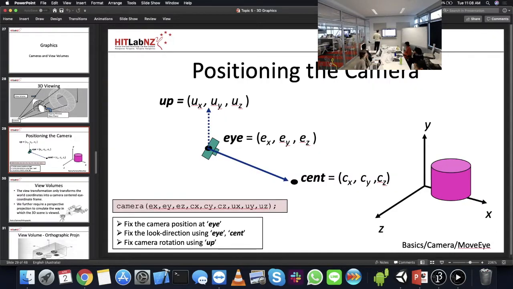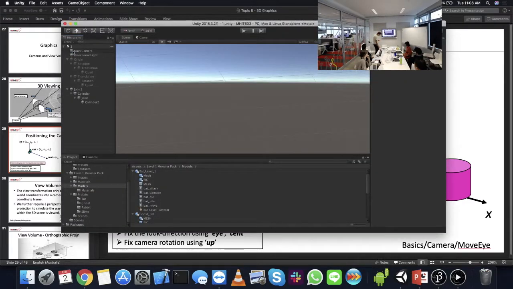Okay, so positioning the camera. There's multiple ways of doing this. Obviously in Unity, if we have our camera, so we have our camera here.